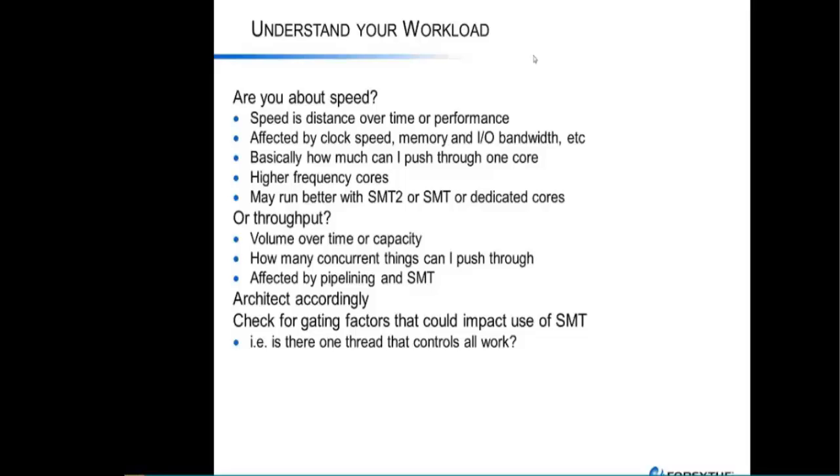I bring this up because there have been people that have moved from Power 6 to Power 7 or Power 5 to Power 7 and haven't got the performance that they were expecting, and a lot of that is because they didn't understand their workload. They had gating factors like one thread that controls all the work, or they couldn't take advantage of simultaneous multi-threading for some reason with their application. So it is important to understand whether or not you have those kinds of gating factors. Again, for the bulk of you, it's going to be an OLTP workload, based around multiple things going through at a time.